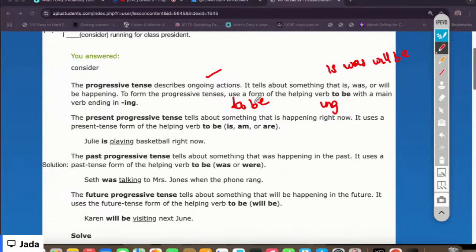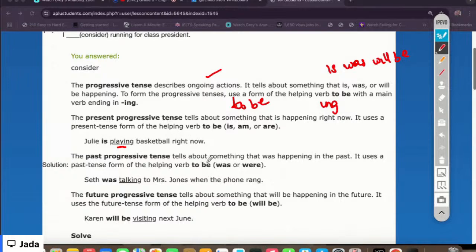Now the present progressive tense talks about something that's happening right now, and it is using is, am, or are. That's the to be verb, but it will always have a main verb also, which will be something like this with ing. Julie is playing.